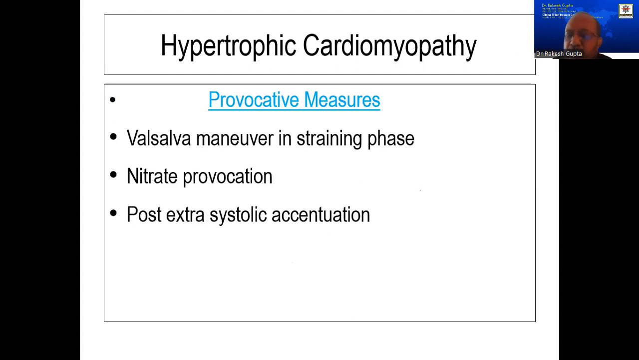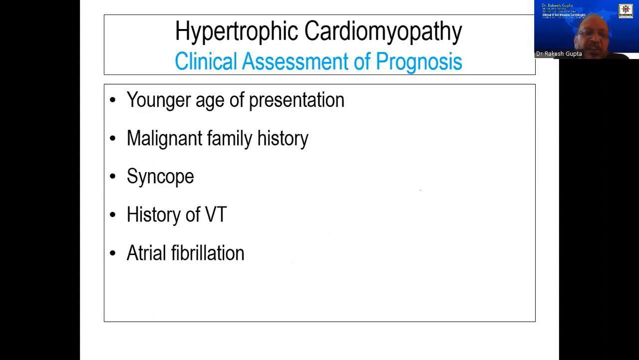And if you can't produce this dynamic LVOT obstruction, just do provocative measures. You can give them nitrates, so the preload and afterload reduce. You can look at the post-extrasystolic beat or ask the patient to do a Valsalva maneuver. And I've told you about this Valsalva maneuver: ask the patient to hold his breath during end expiration. Ask them to hold for longer durations. And when they hold for a longer duration, obviously these people go into Valsalva.